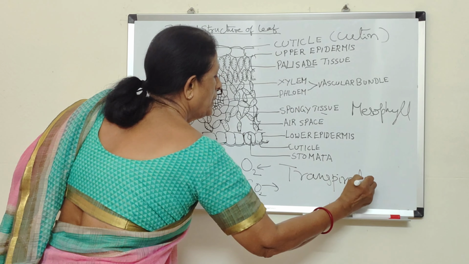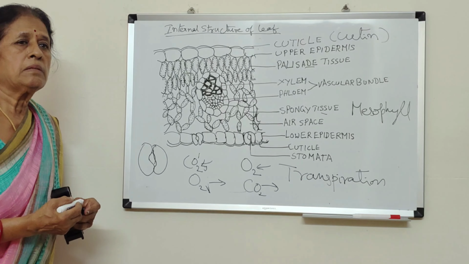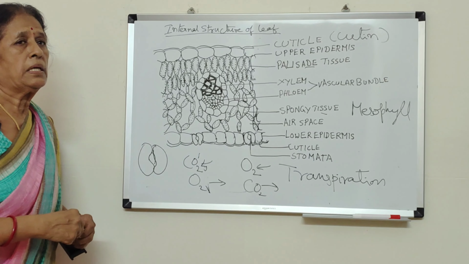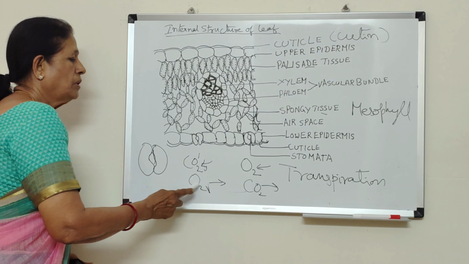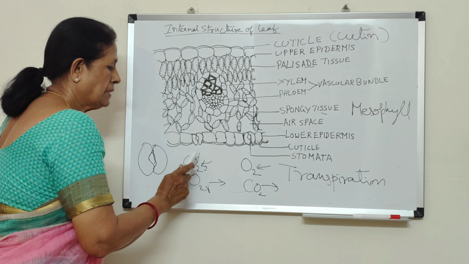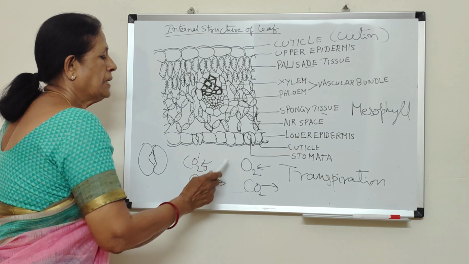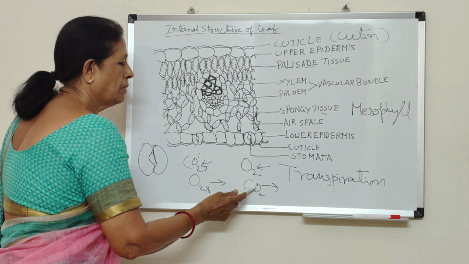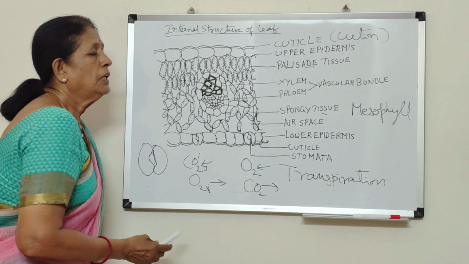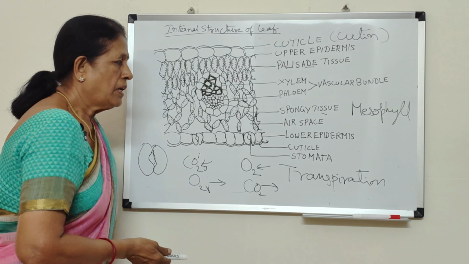Transpiration is the process of evaporation. That means water is sent out through stomata in the form of vapor. So three processes will take place through the stomata. That means exchange of gases during photosynthesis: carbon dioxide is taken in and oxygen is liberated. In case of respiration, oxygen is taken in and carbon dioxide is released. And transpiration is the process through which water will escape through the stomata in the form of vapor.